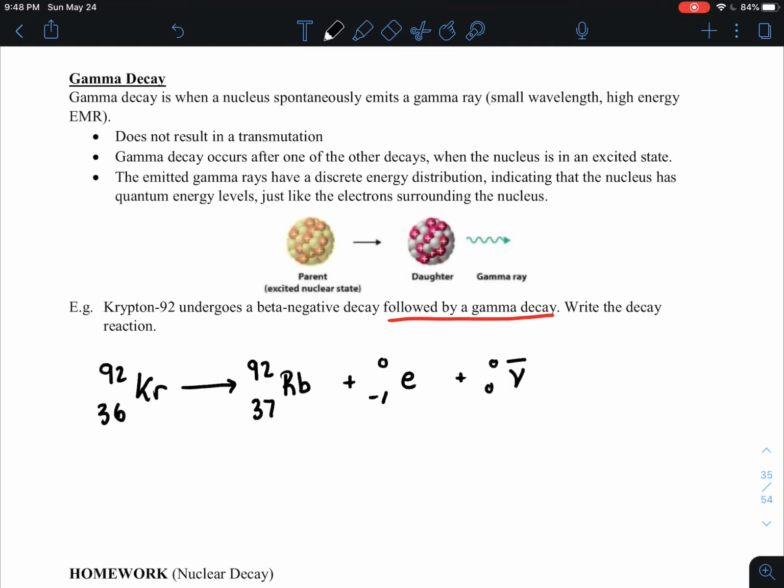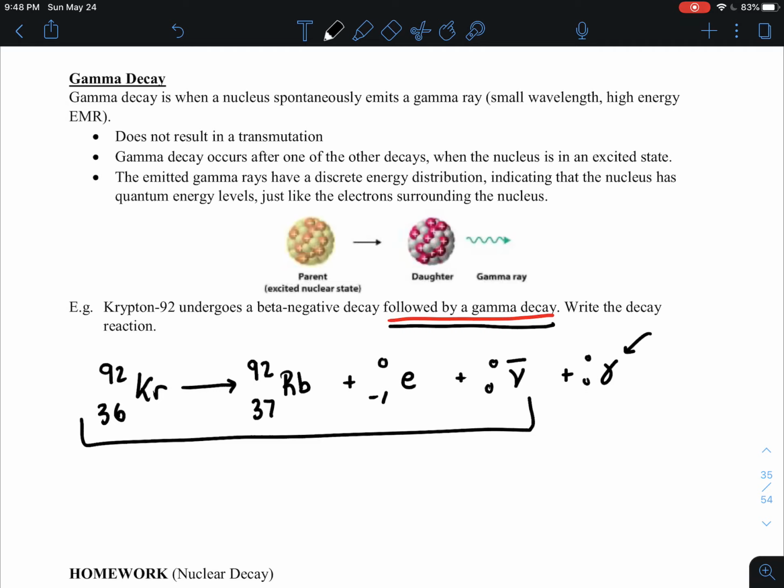And this is great because this is our beta negative, but then it says followed by a gamma decay. You could write this all out and then say plus gamma, which we're going to do in this case. We're just going to say plus a gamma. So this is only added when it states followed by a gamma decay. We can assume that it happens in most cases, but we're not going to add it unless it's stated in the question itself. So it says followed by a gamma decay, and that's why we're adding the gamma decay. And for charge and number of nucleons, we can say it's also a 0, 0.